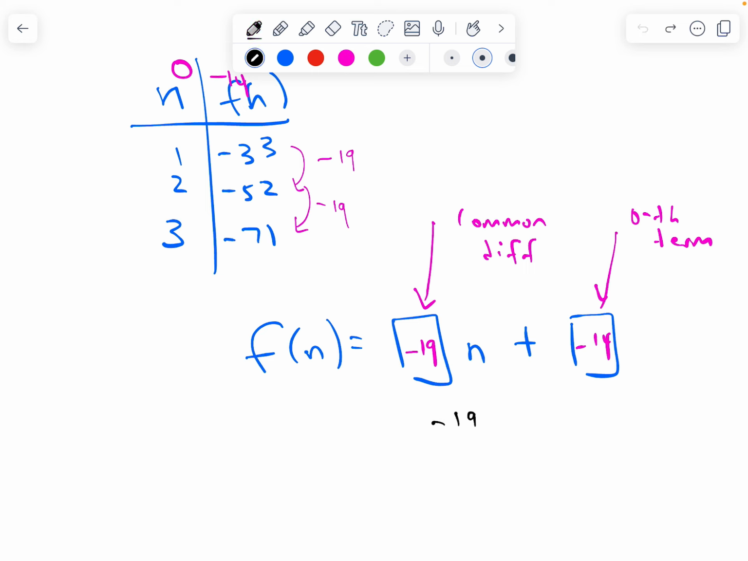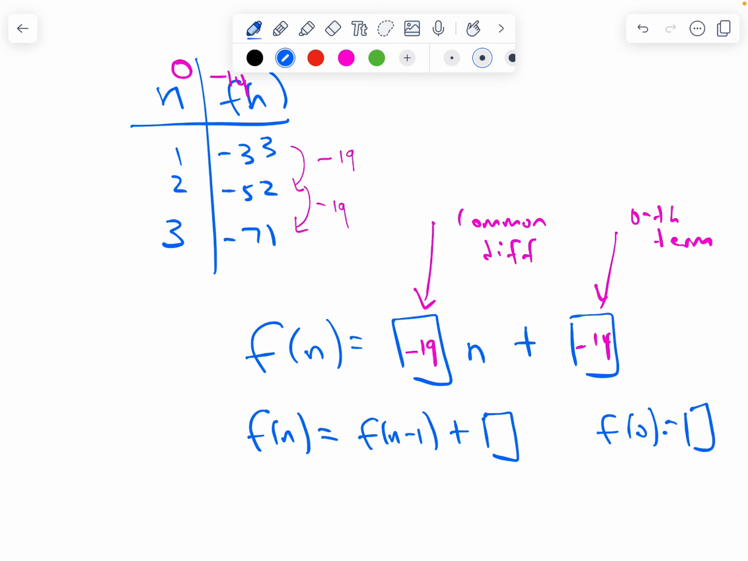Okay, now the other part of this is we also have to have a recursive formula. And the recursive formula will be in this format. F of n equals f of n minus 1 plus the common difference, and f of 0 equals something. Now this and this will be the same number, and this will be the same number. What that means is starting from -14, you add -19 to get the next y value. Or in other words, to get the next y value, you subtract 19 from the preceding y value.